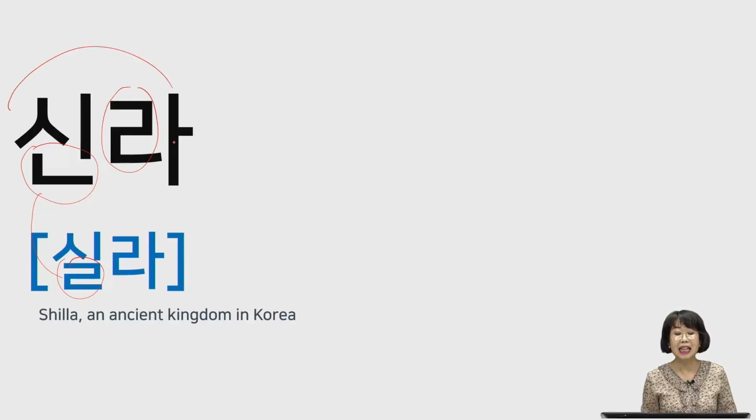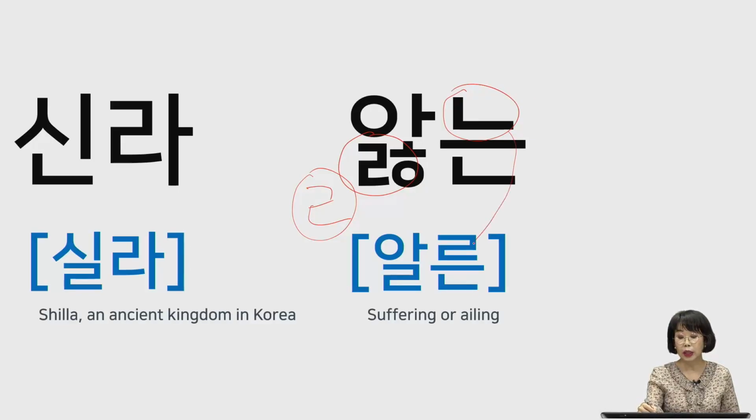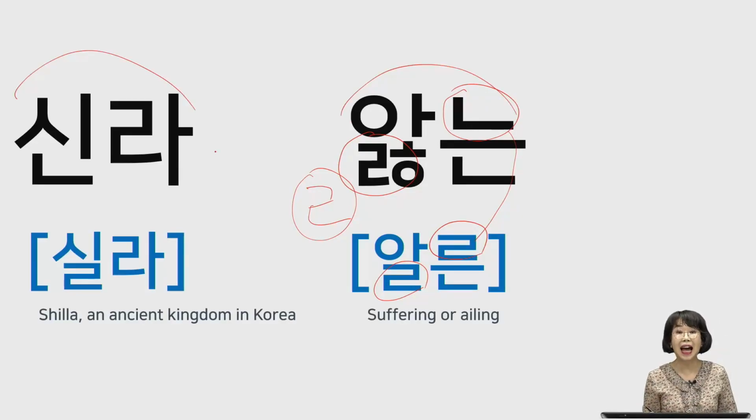신라, 신라. There is a ㄹ, a liquid sound, so ㄴ changes to a ㄹ sound. There are two ㄹ sounds. We call this lateralization. 앓는, 앓는. 신라. 앓는.